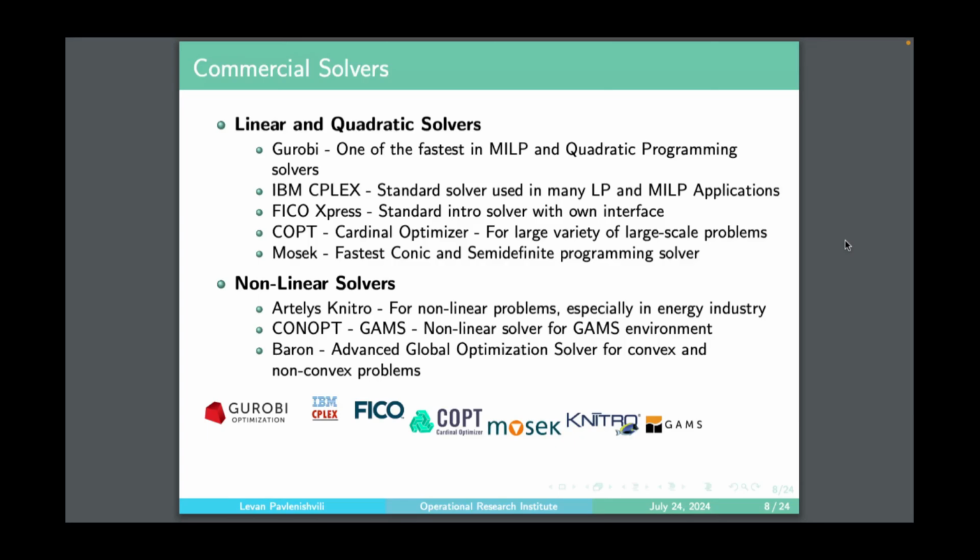There's the Cardinal Optimizer, COPT, that is good for very large scale problems. There's Mosek, which is extremely good for conic and semi-definite programming problems. There are non-linear solvers, Artelys Knitro, for example.